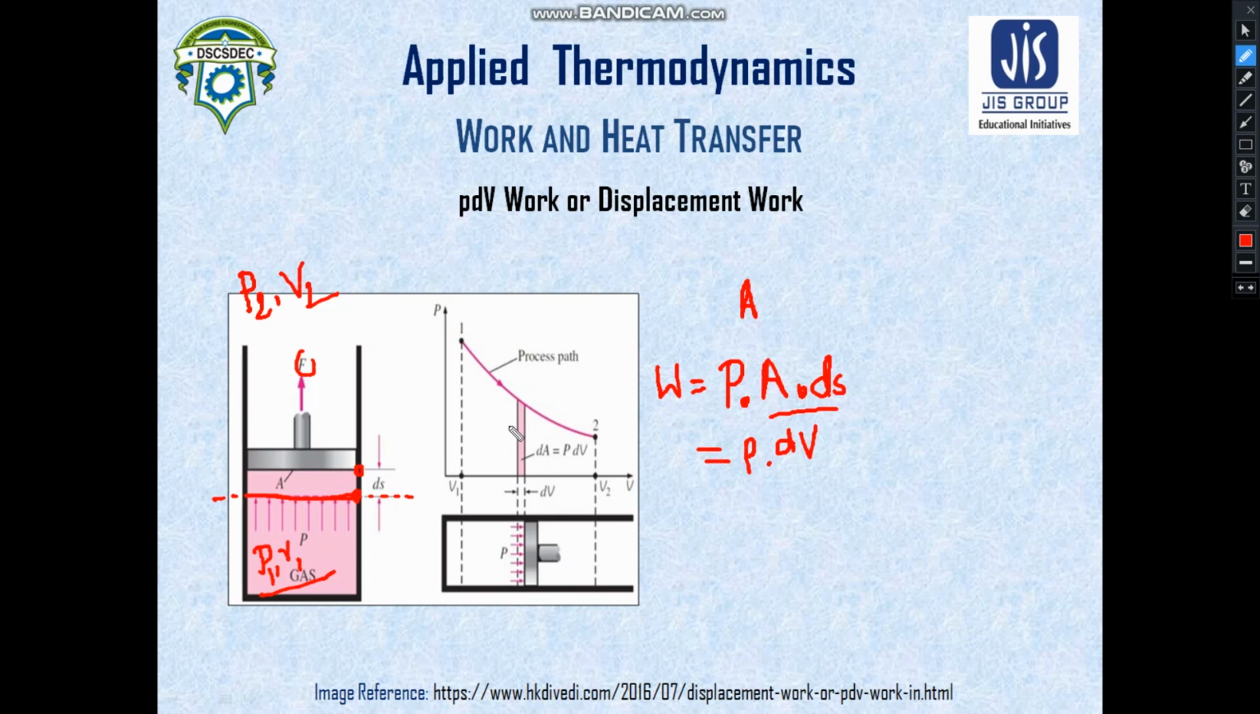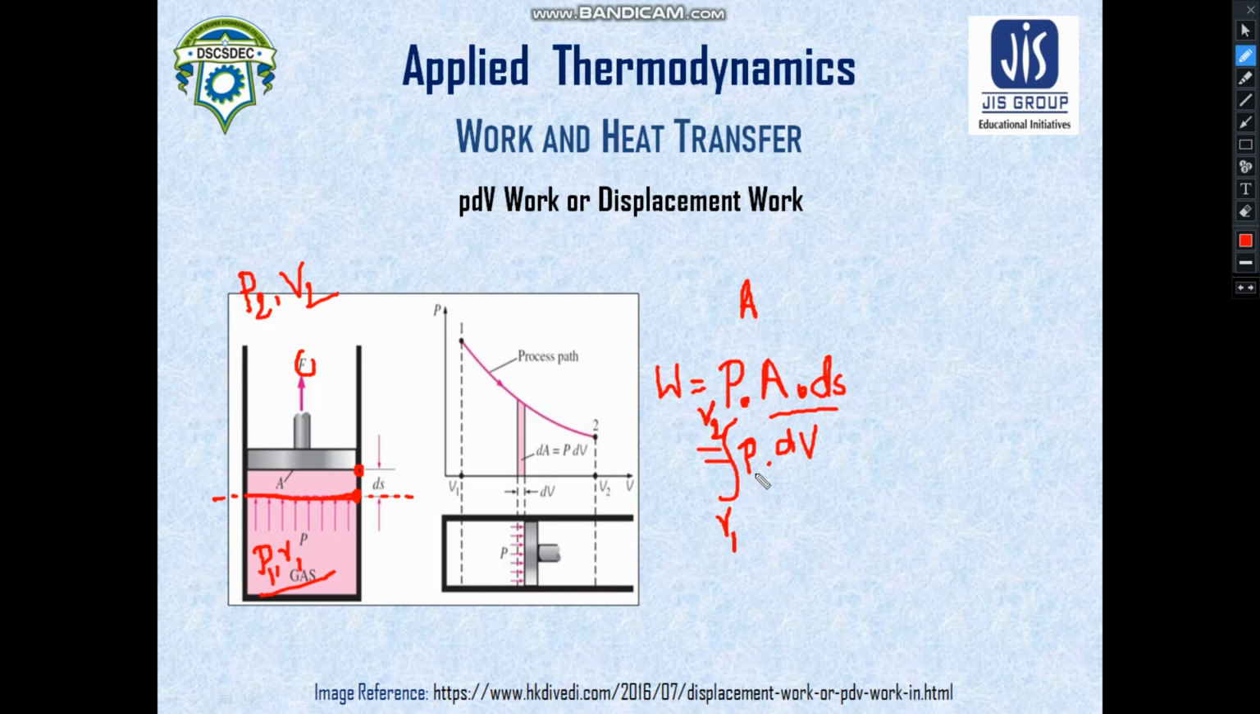But if we need to know the total work done, then we have to integrate. Now what will be the limits? The limits will be the change of volume, that means the initial volume and the final volume. So when the limits are V1 to V2, we can calculate the total work done. And you have to remember, this P should always be a function of V. If it is not a function of V, then we can't calculate it.